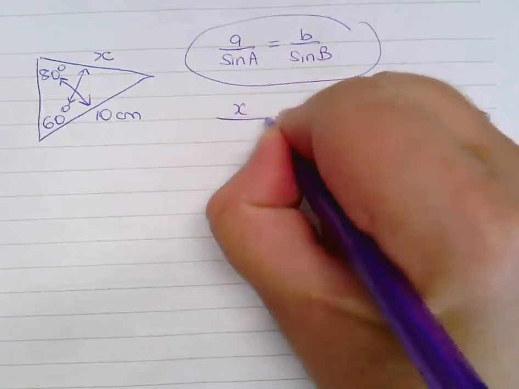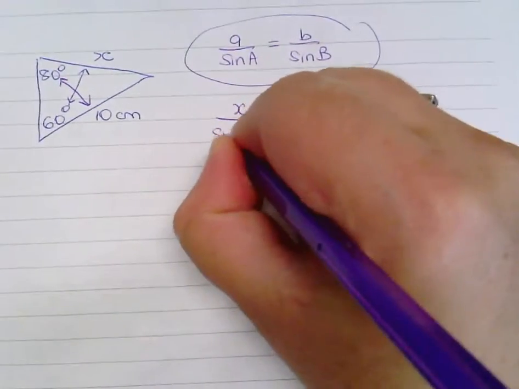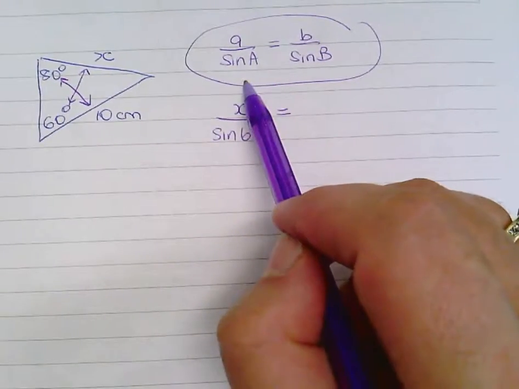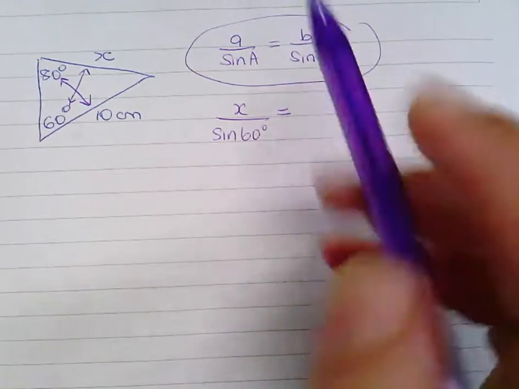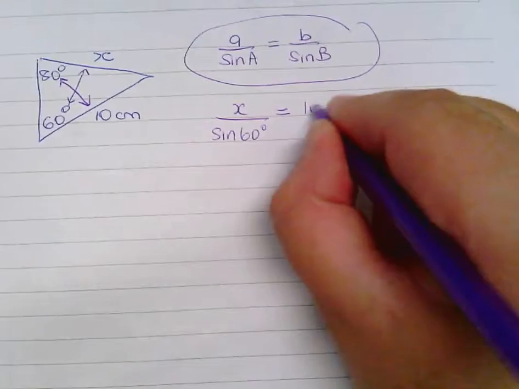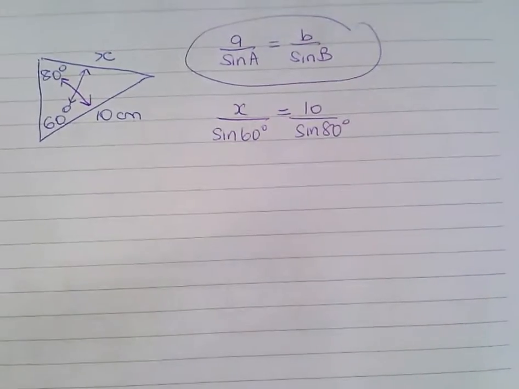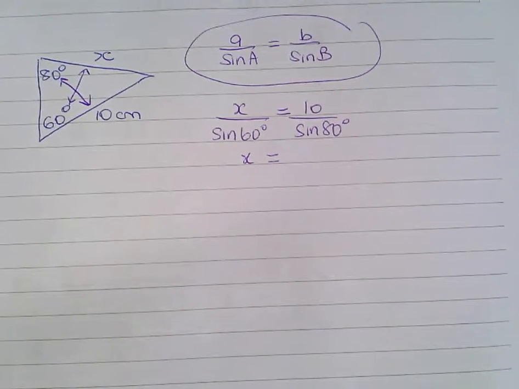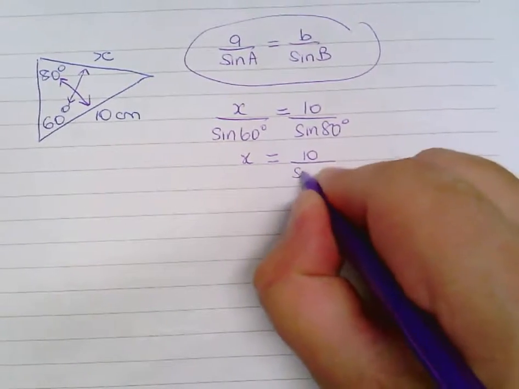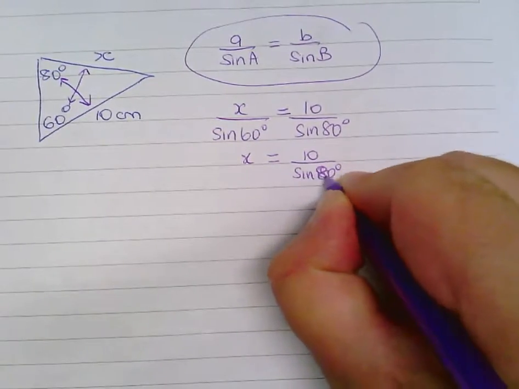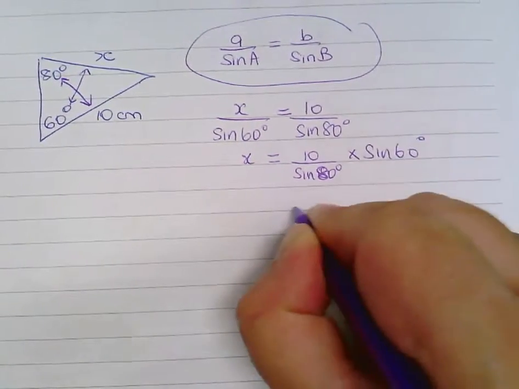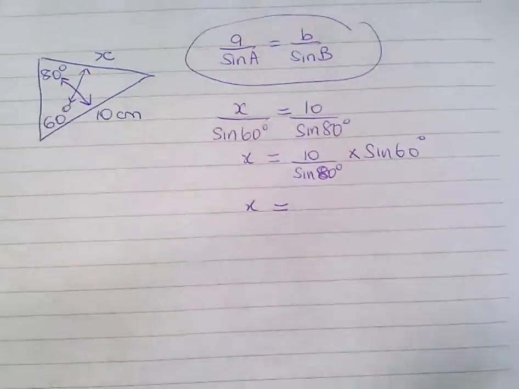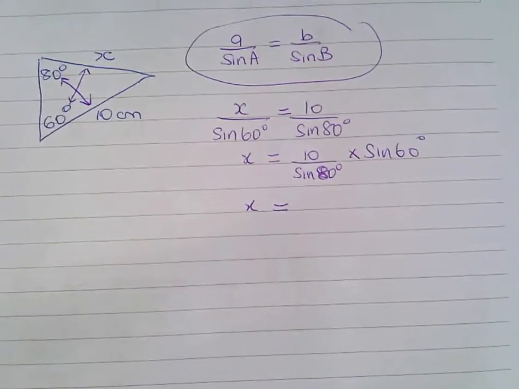So what will I do? X over sine 60 equals, do I have another pair? Side length over sine of opposite angle equals side length over sine of opposite angle. What do I do now? 10 over sine 80. And now rearrange it. If I want to get x on its own, it's x divided by sine 60. Opposite of divide sine 60 is? So I go 10 over sine 80, sine 80 times sine 60. And could someone please work that out? Now, girls, you just use your pen and you look for pairs. It's as simple as that.